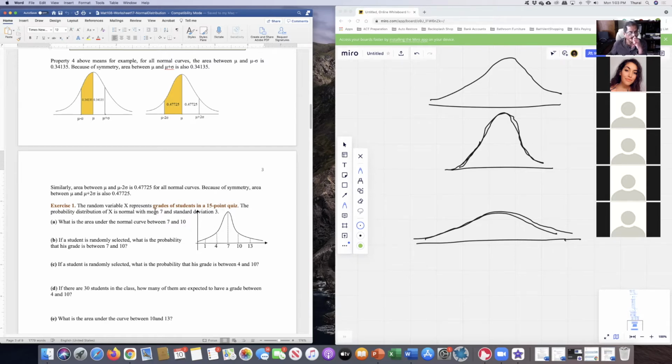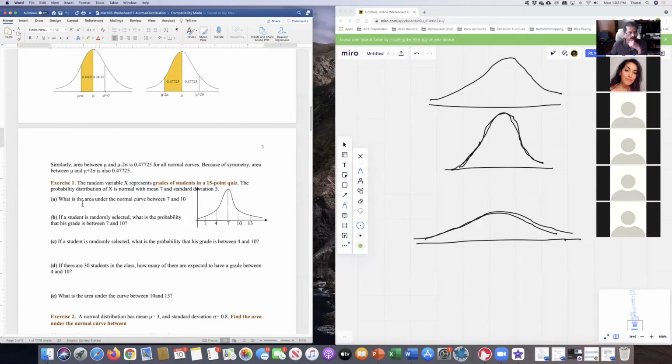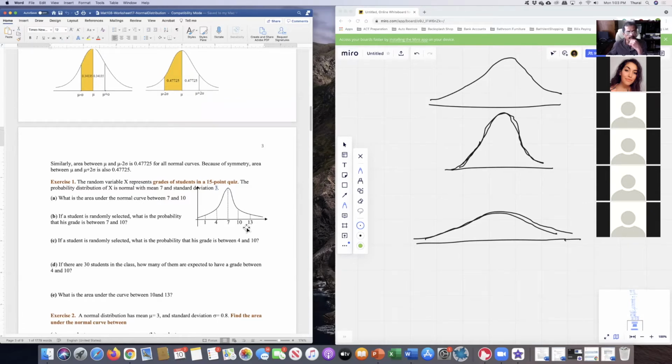So the grades of students in this quiz have a mean of 7, average, and standard deviation 3. That's the information given to you. With that, we can find all kinds of information. So here's the first question. What is the area under the normal curve between 7 and 10? 7 to 10 would be 1 sigma over to the right, right?